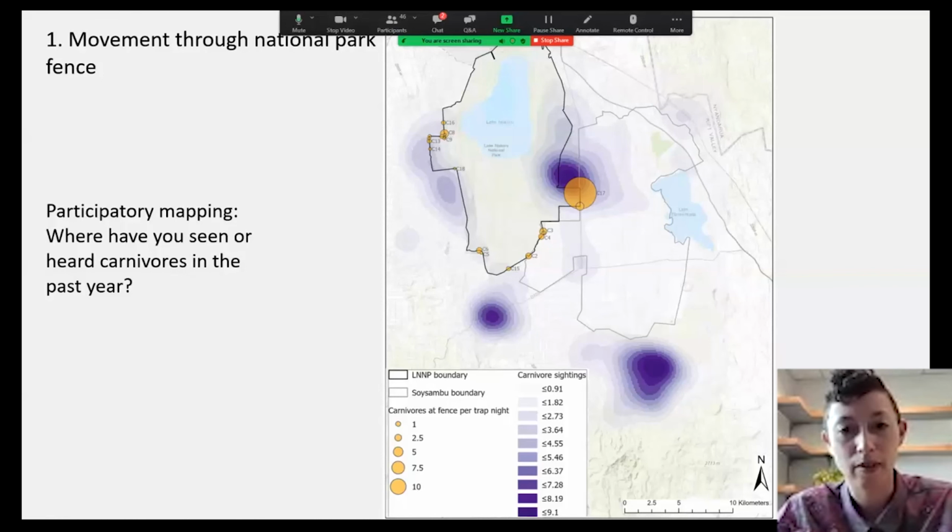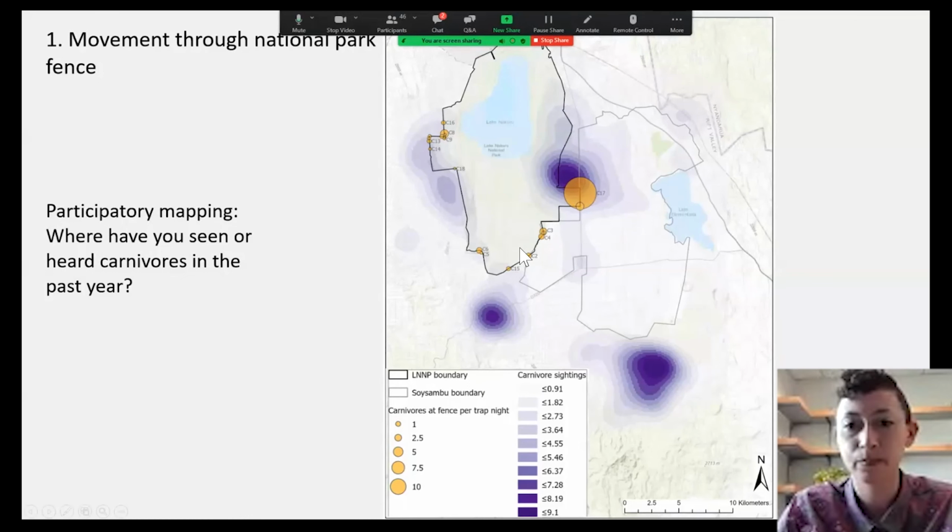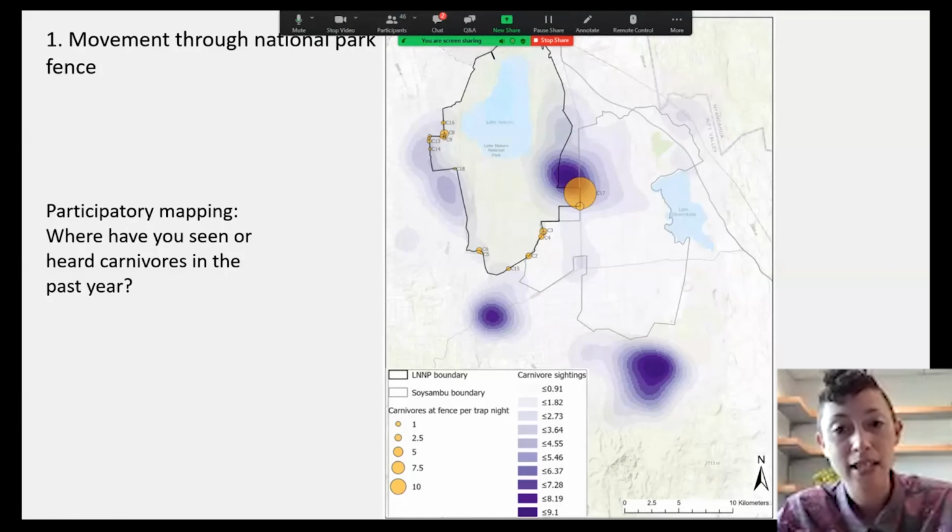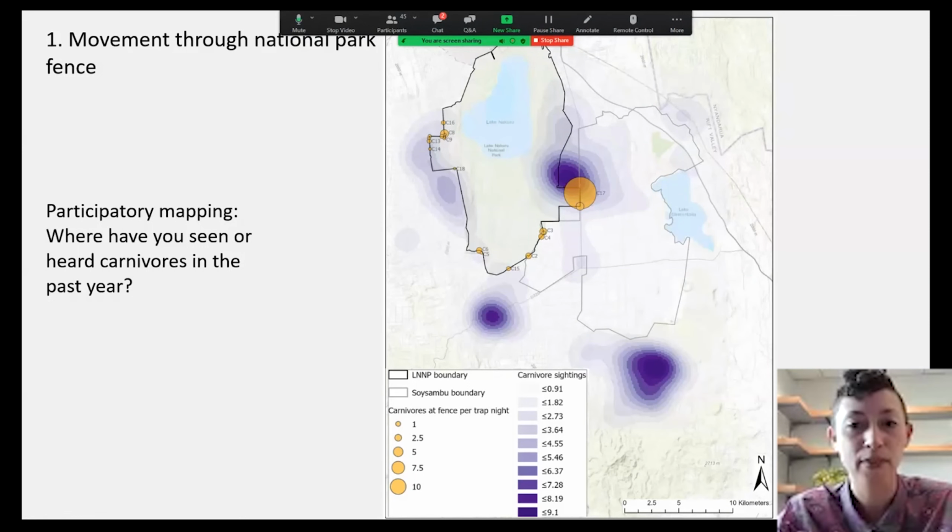Second, we know that carnivores cross into Soizambu Conservancy at these areas here, because the fence wasn't really robust there at that time. And it's possible that carnivores are exiting into the communities through the conservancy boundary. And lastly, we know that people are poisoning carnivores in those areas, and that their perceptions of carnivores are very negative.